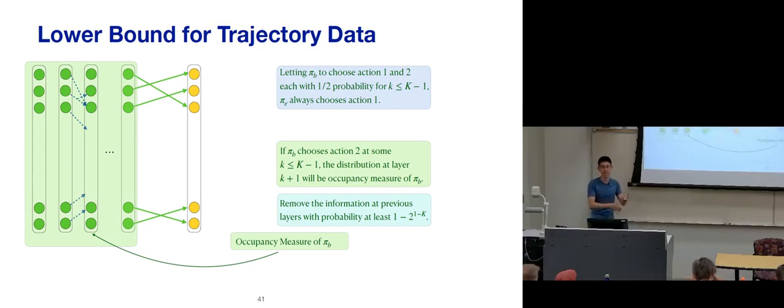So that means the information is kept with a very low probability. That's how we prove that this information of trajectory data is no more than the admissible data.